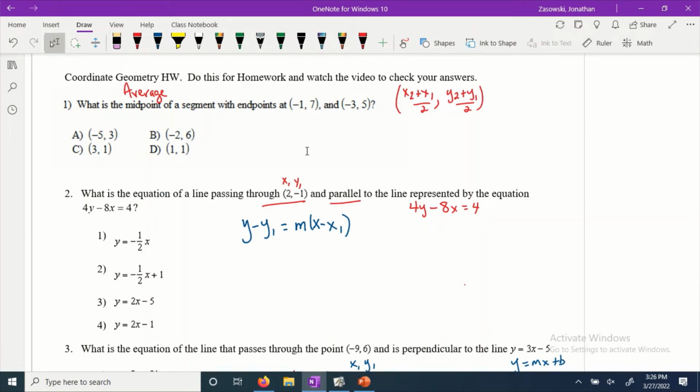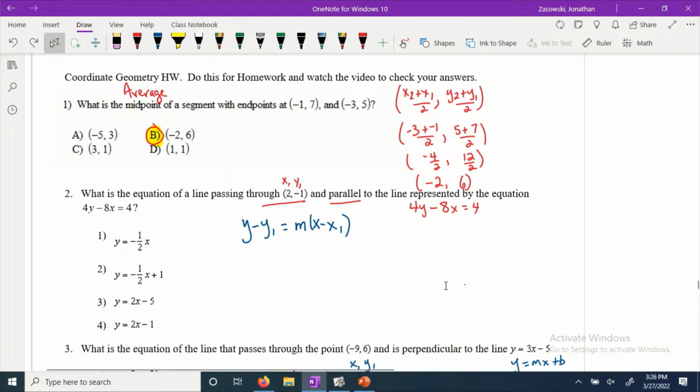Okay, so the review sheet from extra credit here, we're going to go through the answers real quick. So number one, we're finding the midpoint, which remember is the average. So the first thing we're going to do is use our formula. You can do it on the side or just add the x's and then add the y's and divide by 2. So x is -3 plus -1 over 2, and then we have 5 plus 7 over 2. So that's -4 over 2 and 12 over 2, which is (-2, 6). And so the answer is just going to be B.